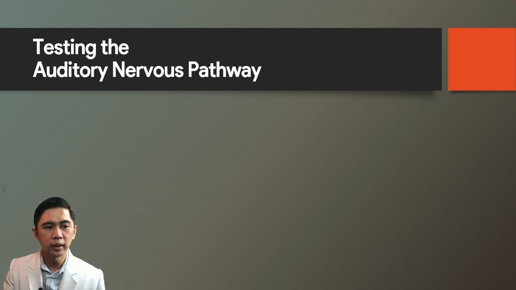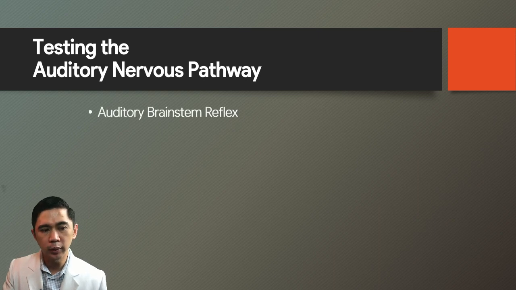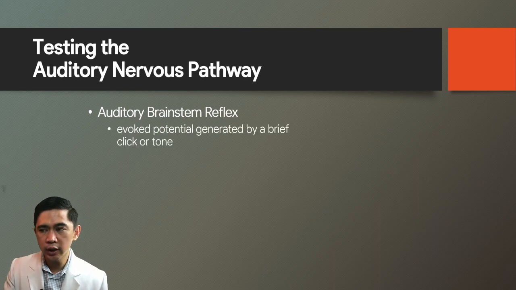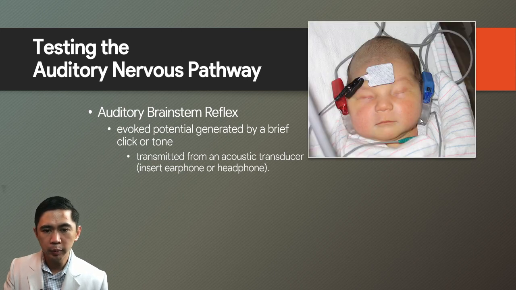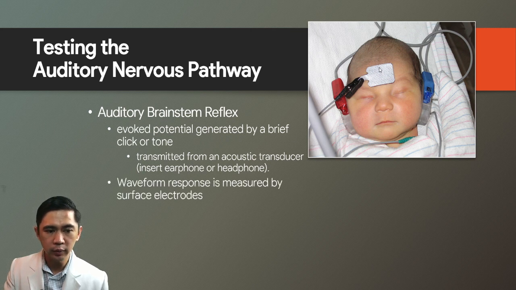So testing the auditory nervous pathway, we test the pathway through a test called auditory brainstem response. This is a test wherein we measure evoked potential generated by a brief click or tone transmitted by an acoustic transducer, usually an insert earphone or headphone, just like this one. We put the transducer into the ear and we also put some surface electrodes wherein the waveforms are being analyzed. So when a click or a tone is being introduced in the ear, the waveform is being measured by the surface electrodes.